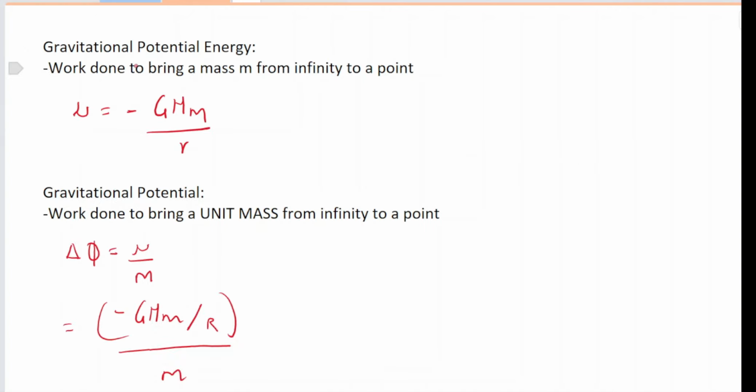Let's look at gravitational potential energy now. The way this is defined is that it is the work done to bring a mass m from infinity up to a point. So you have the gravitational potential energy expressed as this U symbol, and it's the work done to bring the mass m from infinity to a point. So the only difference between this formula and that one is that now we have a negative sign, and instead of r squared, now we have an r. So this is the difference.